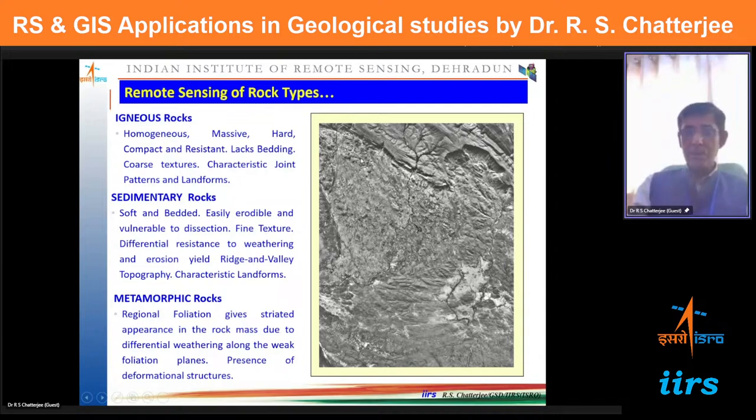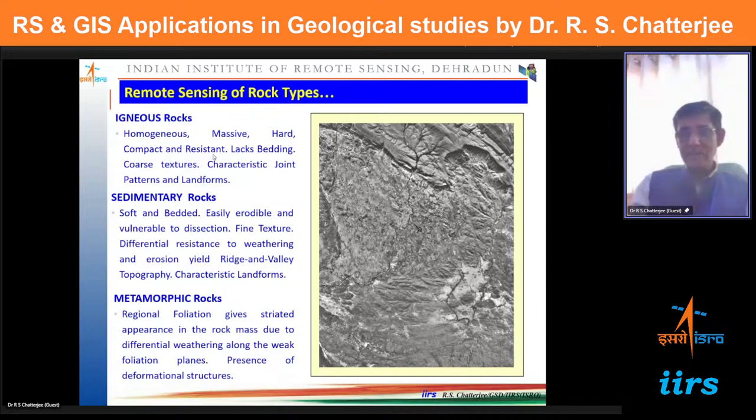Now you see the central part, it is made of igneous rocks up to here, and the upper part is the sedimentary rocks, and this lower corner is made of metamorphic rock. How can we tell that? See, these are the characteristics of igneous rocks. They are homogeneous, massive, hard, compact, and resistant. Why? Because they are crystallized from melt. They lack bedding, and their texture is very coarse.